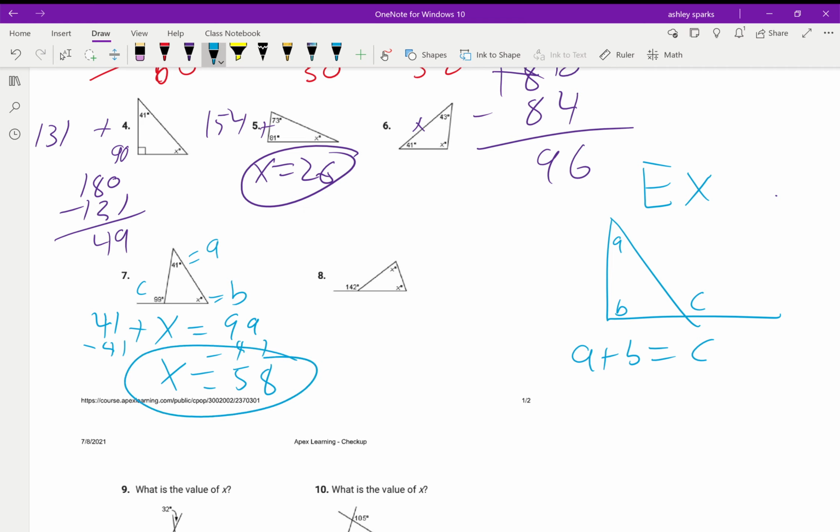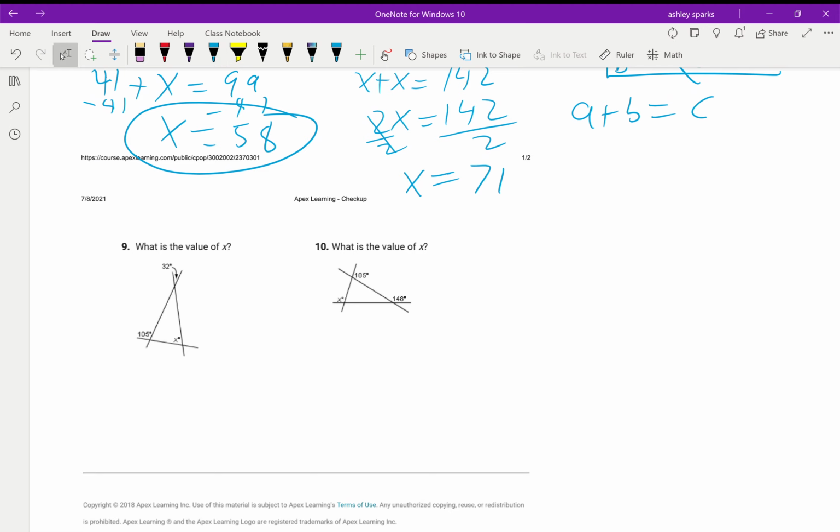And I can do the same thing with 8. Here, I got A, I got B. They're both X's, but doesn't matter. We're just labeling right now. And I got C on the outside. So X plus X is equal to 142. X plus X is 2X, which equals 142, and here, opposite action, we're just dividing out that 2, and I'll be left with x equal to 71.